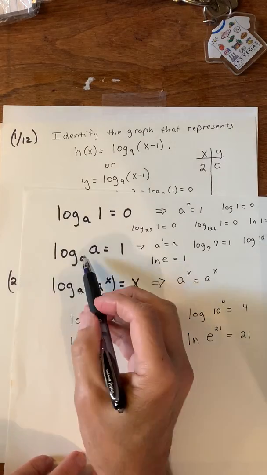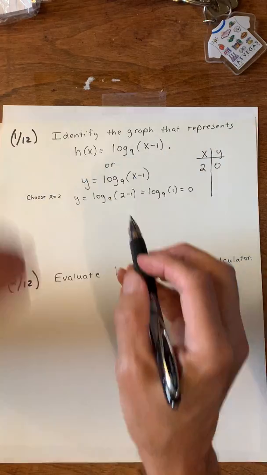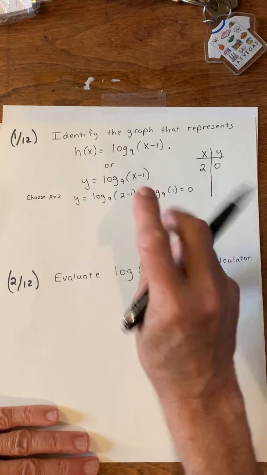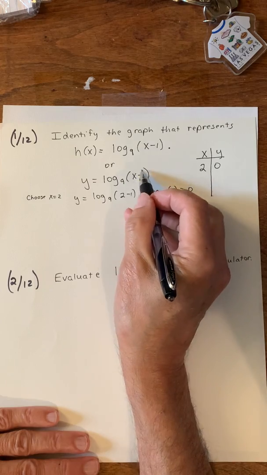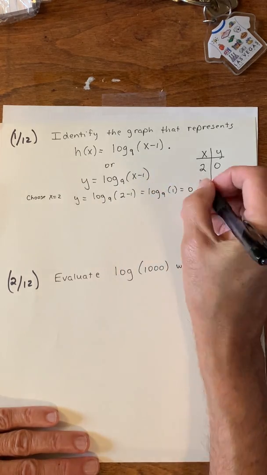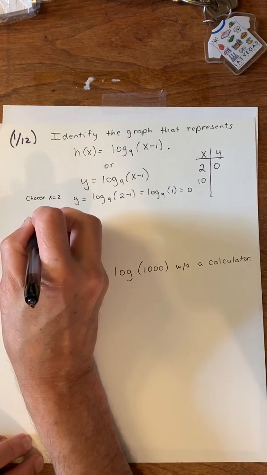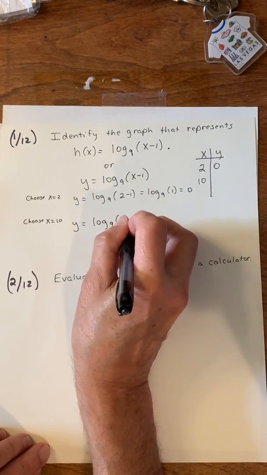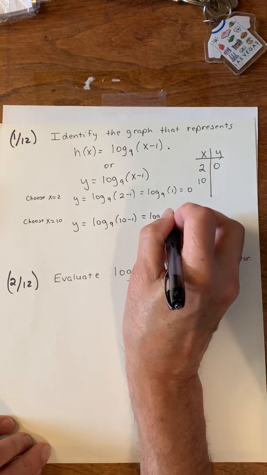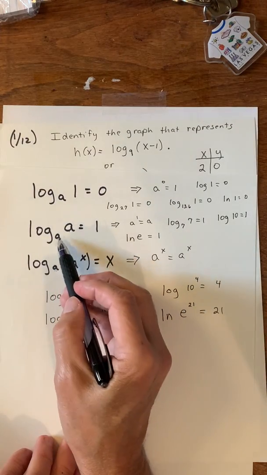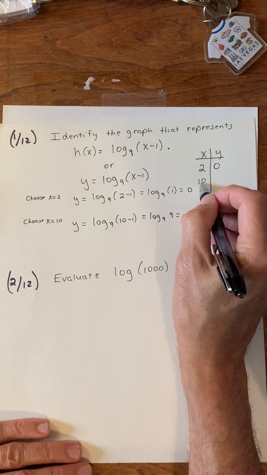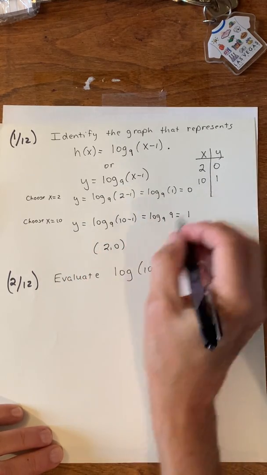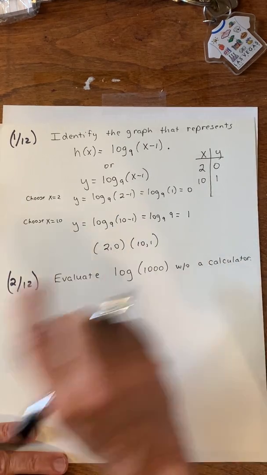Hey, here's another concept. Log base anything of itself is going to give me 1. So if I can do log base 9 of 9, if this would be 9, then I would get 1. So what would x have to be to make my parentheses 9? Well, 10 minus 1 gives me 9. So if I pick x to be 10, I get y equals log base 9 of 10 minus 1. That's log base 9 of 9. And my principles tell me that log base 9 of 9 is going to be 1. So it also goes to the point 10, 1. So find the graph that has the points 2, 0 and 10, 1, and you've got your solution. And there's only one graph like that.